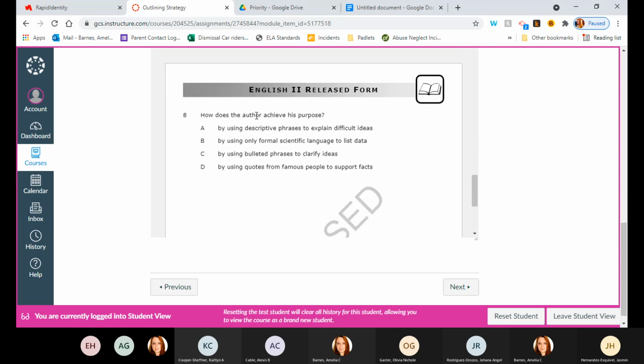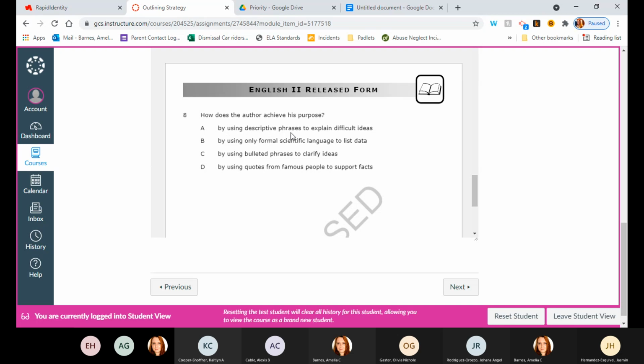All right, and then for 8, how does the author achieve his purpose? So first of all, what is the author's purpose in this passage? What does the author want us to know or do? To inform us about how things change. Okay, so wants us to be informed about how the land is changing. So how is the author achieving that?